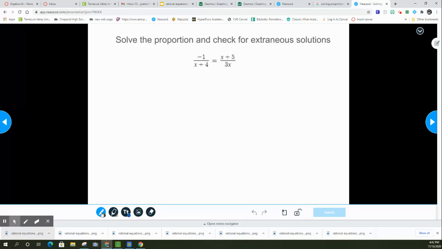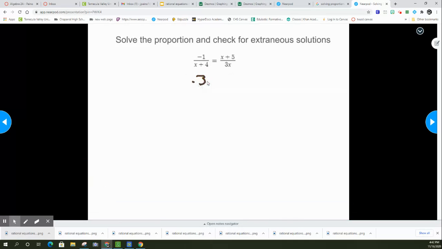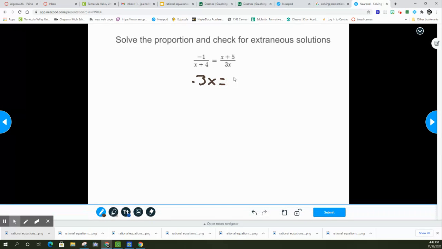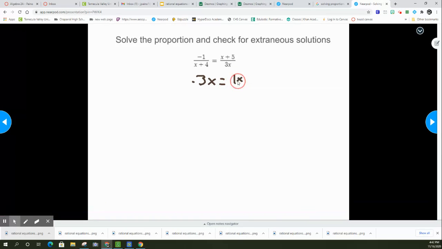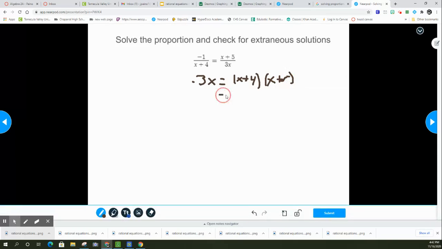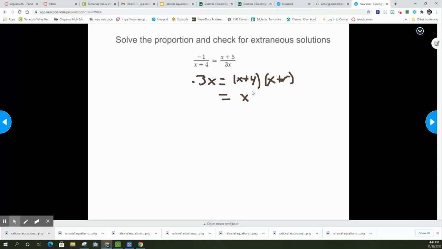All right, so if I just cross multiply here, again, this one I'll do a little bit quicker. I won't show all the work. Negative 1 times 3x is negative 3x. And here I've got to FOIL this. So I'll actually show that. x plus 4 times x plus 5. If I FOIL that out, excuse me, my sloppy handwriting there, that's x squared plus 9x plus 20.